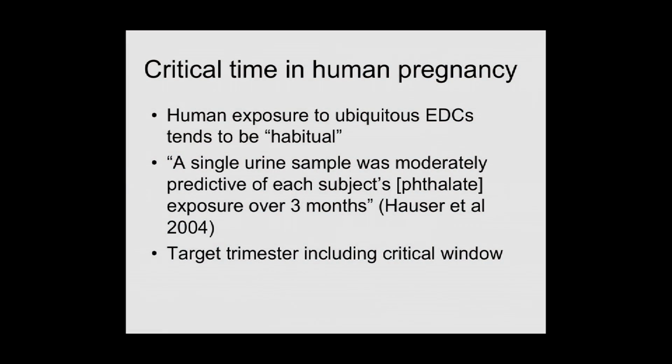Russ Hauser, in his nice study on repeated phthalate measures, said that a single urine sample was moderately predictive of each subject's exposure over 3 months. So we're trying to get now the right trimester at least. And that's what we and other studies are doing, trying to at least find out how that matters in development.